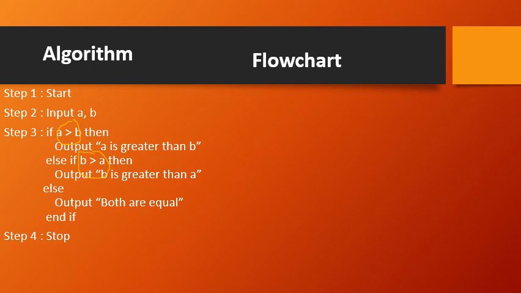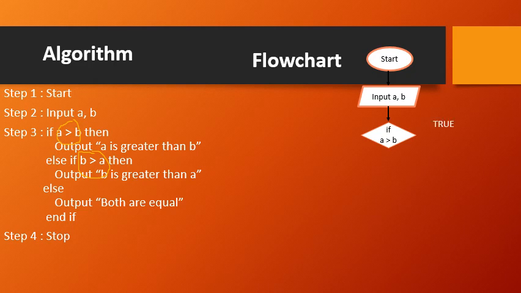Okay, let us convert this algorithm into a flowchart here. So the first statement is start. Second is input within a parallelogram, A and B, A comma B. Then the condition. The third step has what? If A greater than B. So the condition is in the rhombus sign, A greater than B we have written. It can have two values, true or false, right?